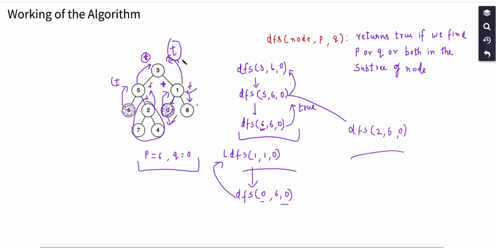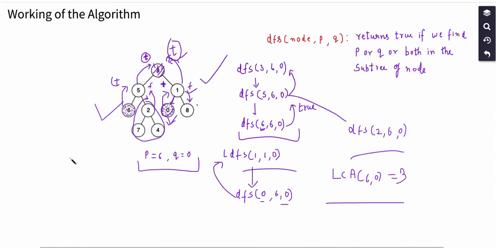So I'm getting true for the left subtree and true for the right subtree. That means I have found one of the descendants in the left subtree and another descendant in the right subtree for the node on which I am standing, that is node number 3. And hence this is our LCA, and hence the LCA for 6 and 0 would be 3. So that's how this function will work.